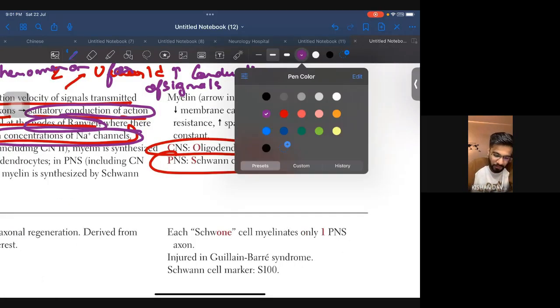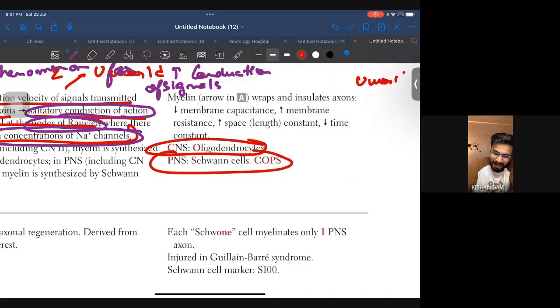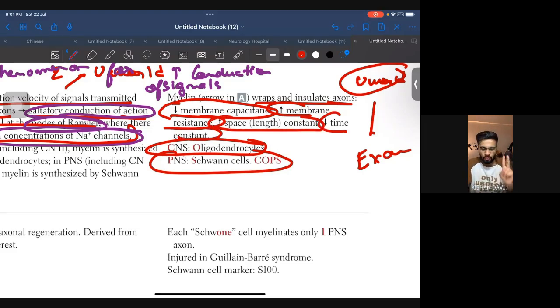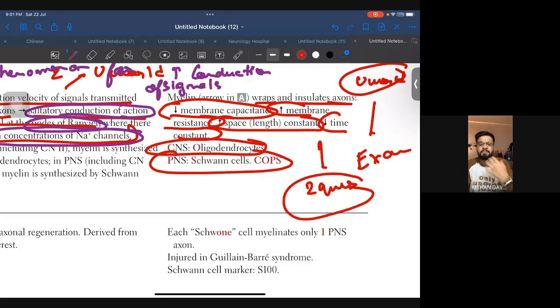Okay, one important point: UL has this, and NBME didn't ask any question related to this, but I got it in my exam. Okay, so I want you to remember myelin wraps and insulates the axon, with decrease in membrane capacitance, increase in membrane resistance, increase in space constant, and decrease in time constant. These two questions are there in UL regarding this. NBME didn't ask even one, but in the exam I got this question. This is not mentioned in the old edition of First Aid, but it is mentioned in the new edition. So if you are using the old edition, please make sure you note this.